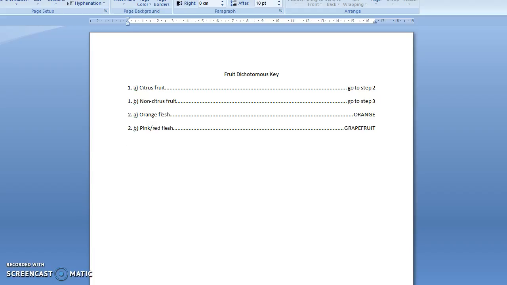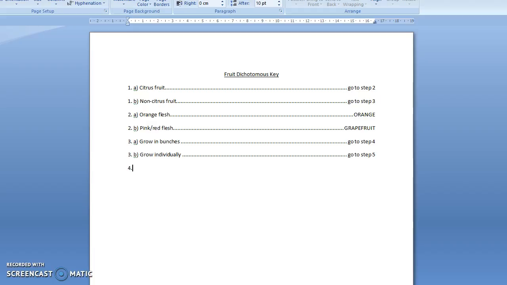So now we have to select our next identifiers for our remaining 4 fruit. I'm going to pick grow in bunches and grow individually. So if they grow in bunches, we're going to go to step 4. If they grow individually, we're going to go to step 5. Since neither step isolated any more fruit to reveal their identities, we need more identifiers.